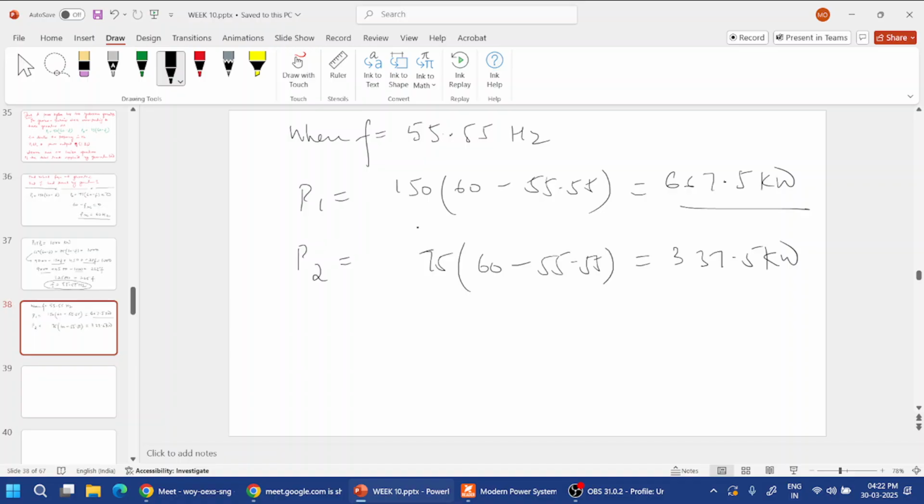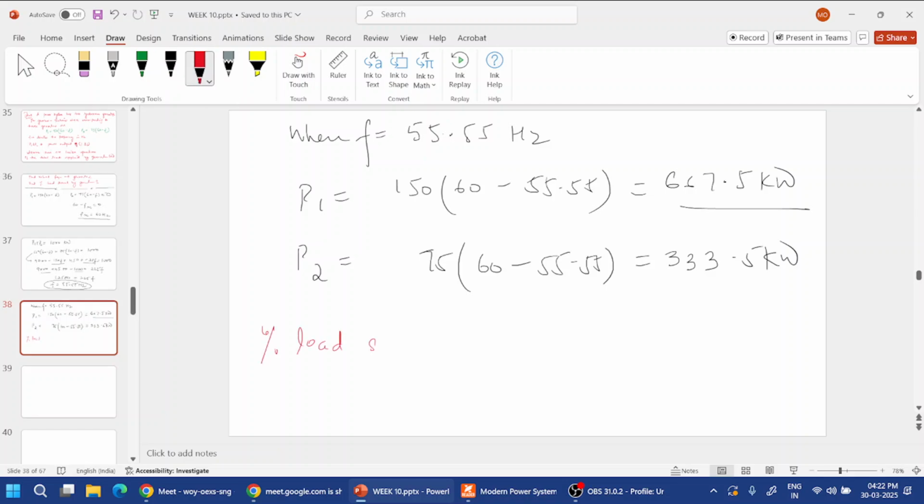just a second, there is some mistake in calculation. This is 33. Okay. So if we add these both, it will come out to be 1000.